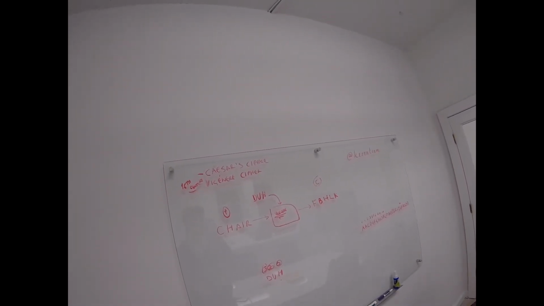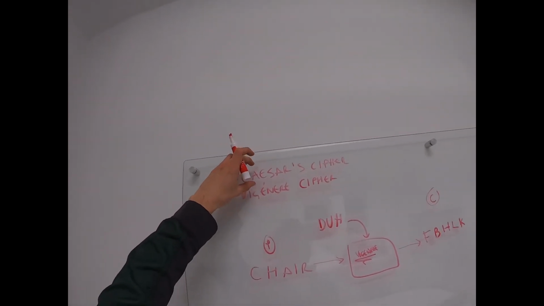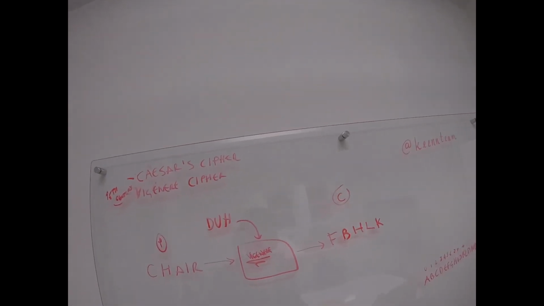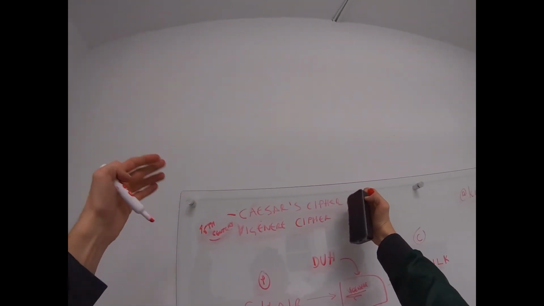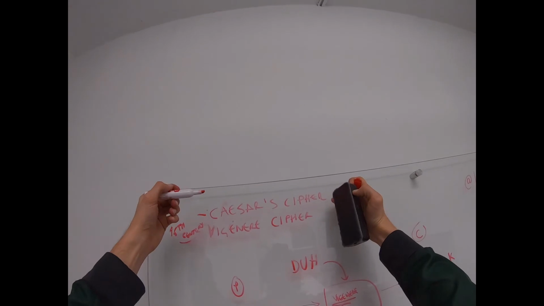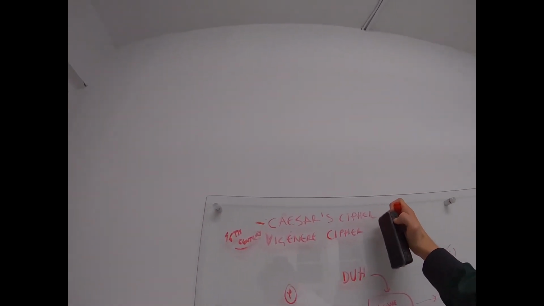Now let's talk about how we break those. To break a Caesar cipher, we can just take the ciphertext and literally try every possible number. We can try shifting everything by 1, shifting everything by 2, shifting everything by 3.